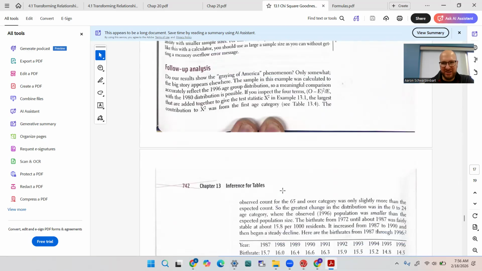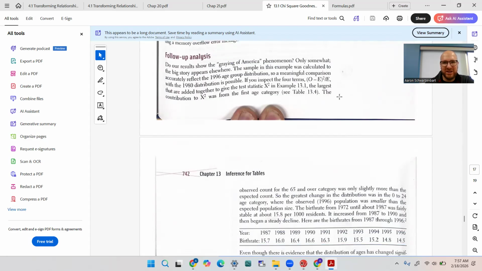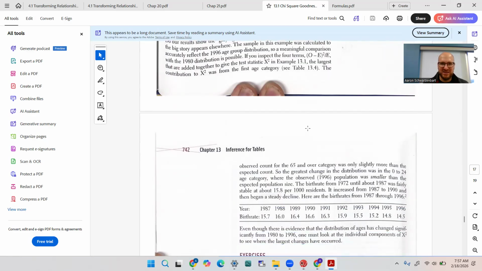Okay, follow-up analysis. We're not going to talk about simulations because you don't have to do them. So follow-up analysis: if you get a chi-square result that is different or significant, sometimes you want to know where the difference is.